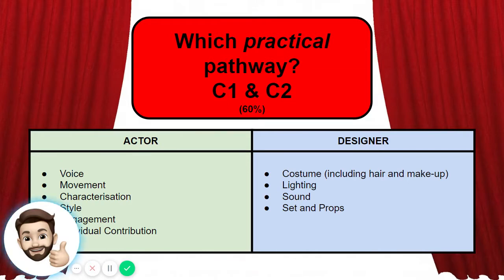So I did briefly mention it earlier, but you can complete the course practically in 2 different ways. You could either complete the course as an actor or complete the course as a designer. If you're going to be looking at the course as an actor, you look at voice, movement, characterization, style, engagement, and individual contribution. Those will be the elements you get marked on.